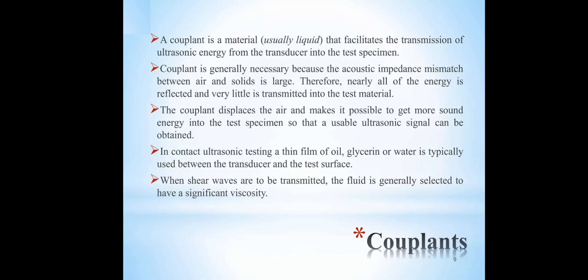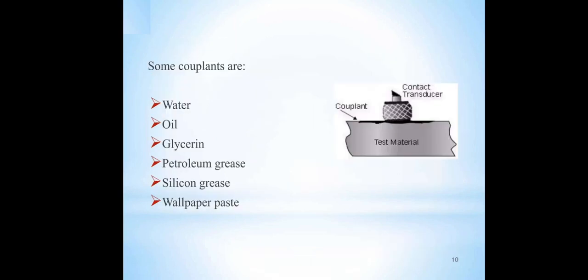The couplant displaces the air and makes it possible to get more sound energy into the test specimen so that a stable ultrasonic signal can be obtained. In contact ultrasonic testing, a thin film of oil, glycerin or water is typically used between the transducer and the test surface. When shear waves are to be transmitted, the fluid is generally selected to have sufficient viscosity. Some couplants are water, oil, glycerin, petroleum grease, silicon grease, wallpaper paste.